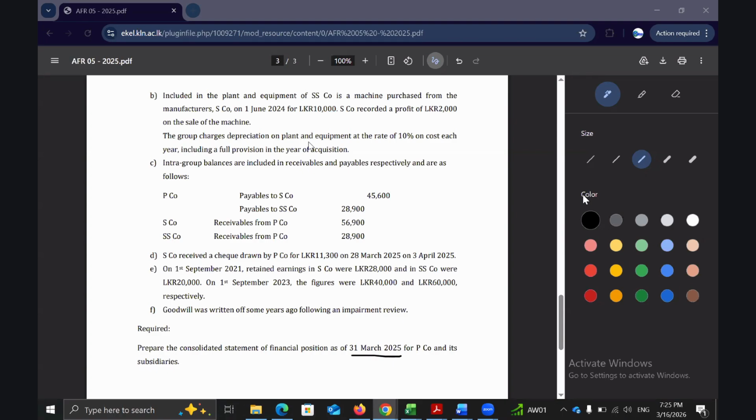What should be the answer? No, that's not the method. Again, read this small adjustment carefully. There's only two lines when it comes to the depreciation adjustment.